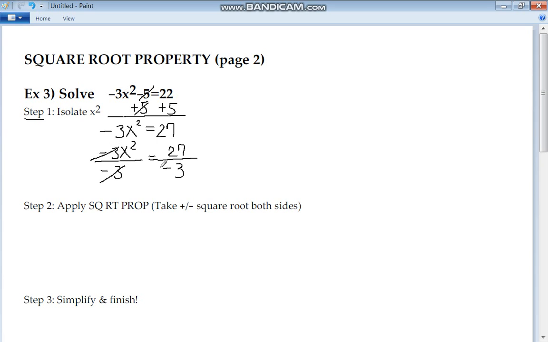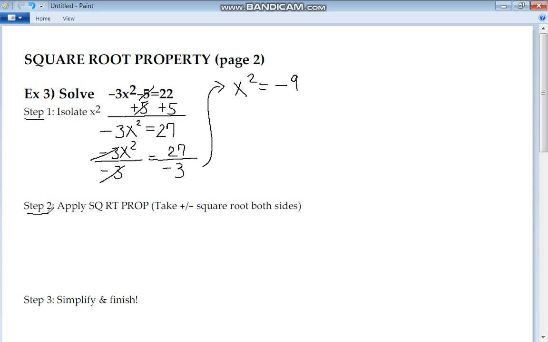Now the negative 3's cancel. Let's move up here. And that gives us x squared equals a positive over a negative is a negative. 27 divided by 3. 3 times 9 is 27. So that looks like a 9 to me. Okay, so we've concluded step 1. We've isolated our x squared. Let's move to step 2.